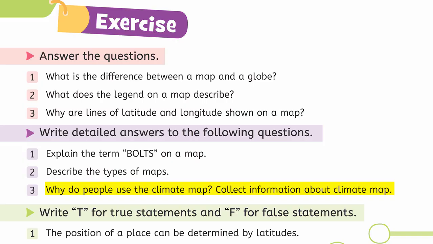Next is: why do people use the climate map? Collect information about climate map. Weather map. A weather map tells us the weather condition of a specific area.